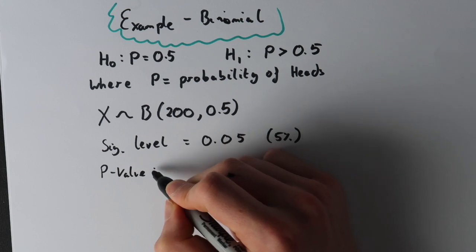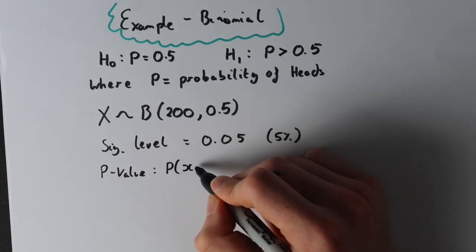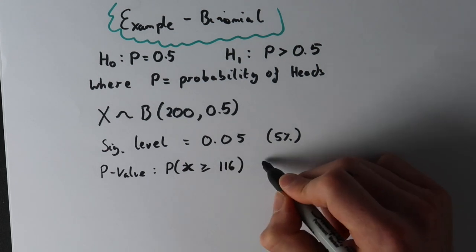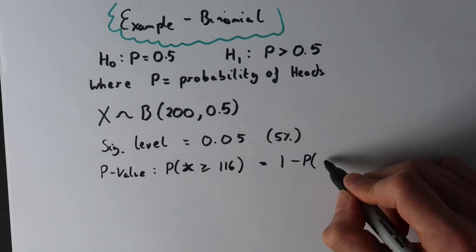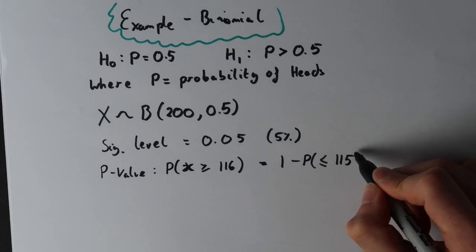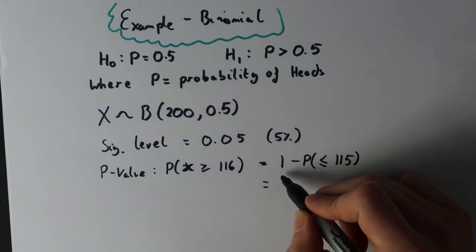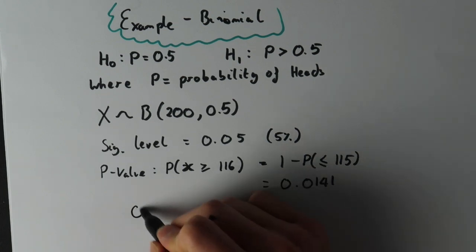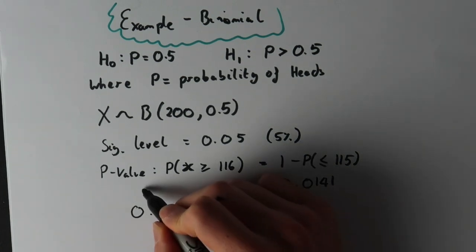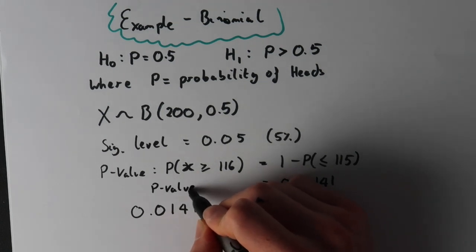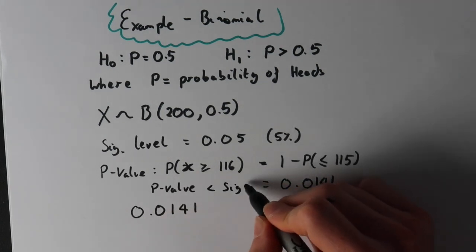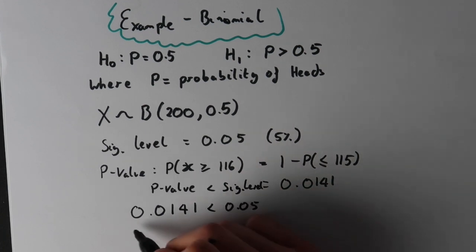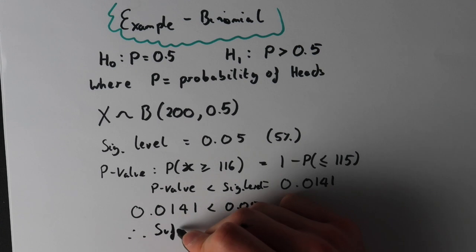We then need to look at the significance level. The significance level is 0.055%. So calculating the p-value, p is the probability that X is greater than 116. This is the same as 1 minus the probability that X is less than 115. So that is 1 minus 0.985, otherwise known as 0.0141.